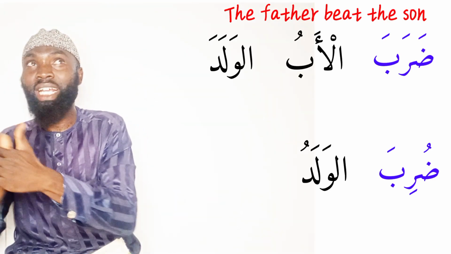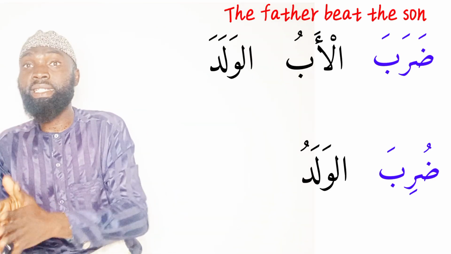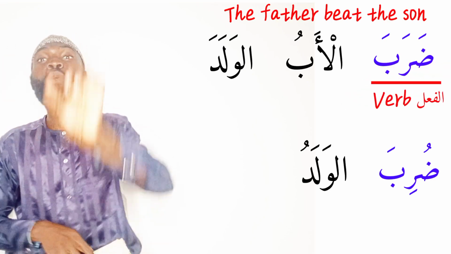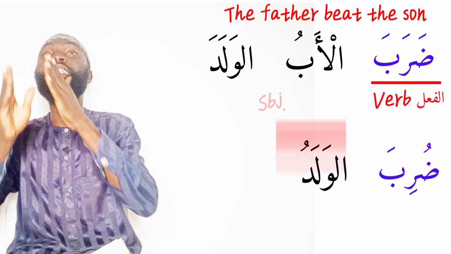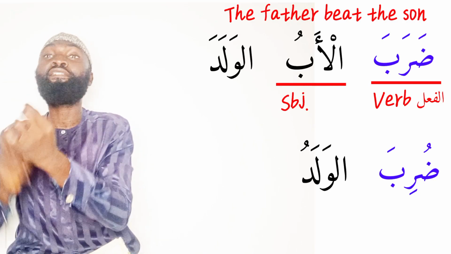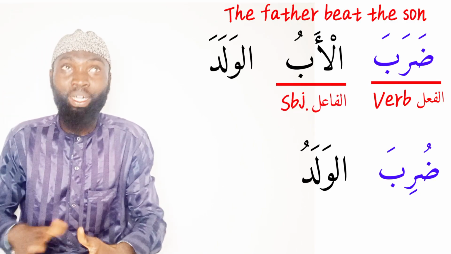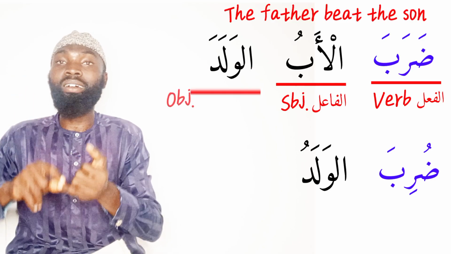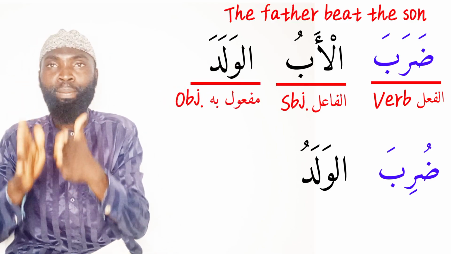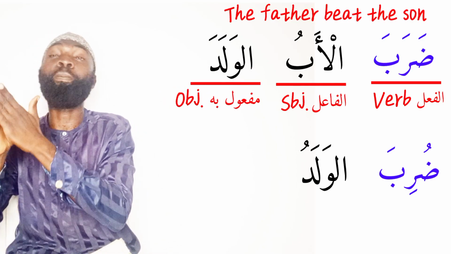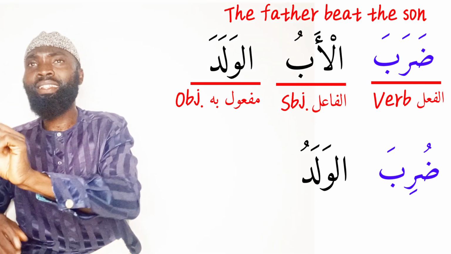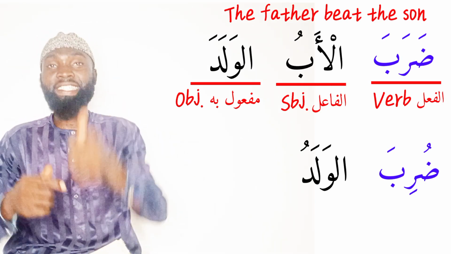In the first sentence, we can see we have three words making up the sentence. The first one, daraba, is the verb. Then we have al-abu, the father, which is the subject, which we call al-fa'ilu in the Arabic language. Then we have al-walada here as the object called maf'ulun bihi in the Arabic language. This makes up a complete sentence because we have the doer of the action, which is the father, and the receiver of the action, the son.